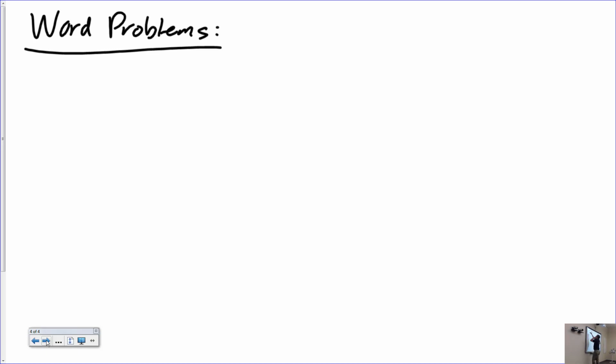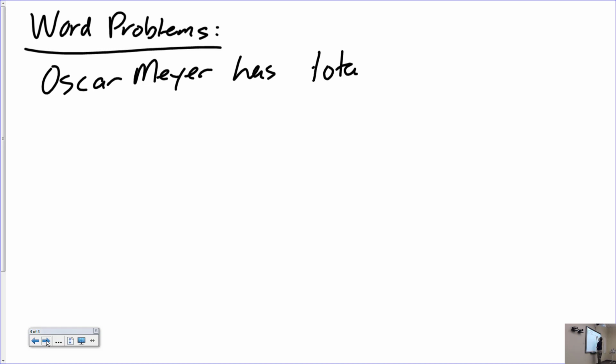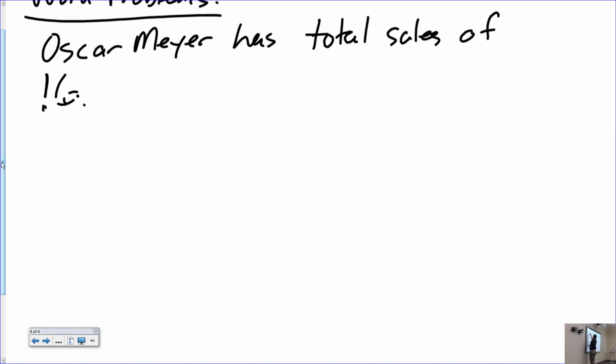Let's see. So, Oscar Mayer has total sales of, let's say, 16, that's 16, I swear, $16.4 billion. Probably that's per week, be my guess. But let's suppose that it's a bigger number. Maybe it's just for a specific region.